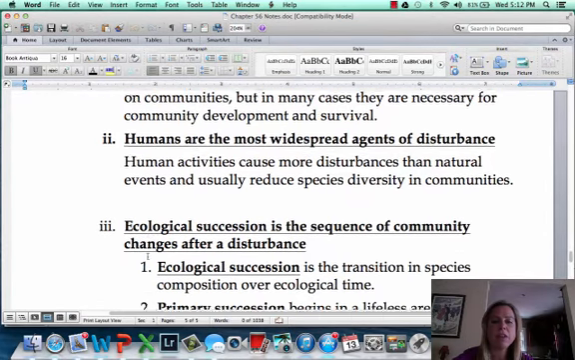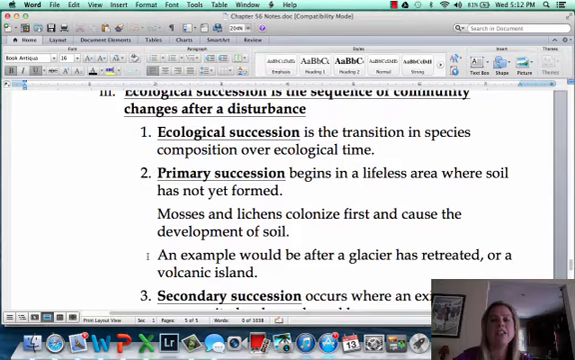And the last thing that we're going to talk about is ecological succession. So after a disturbance has happened, ecological succession is going to happen, which is where, let's say, the grasses come and then the trees come and so on and so on. That's ecological succession. So there's two types. You have primary and secondary.